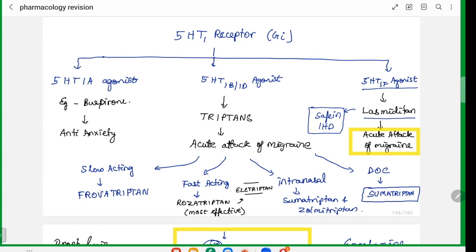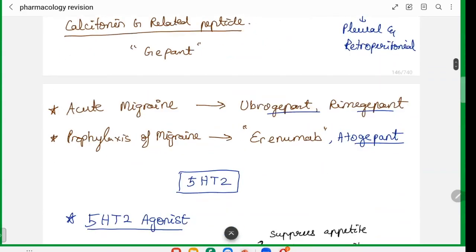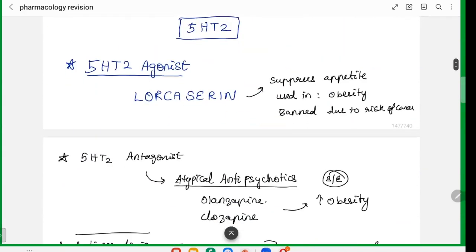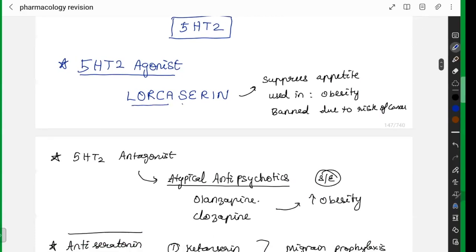That is the triptans. Triptans are used in the acute attack of migraine. The drug of choice in acute attack of migraine is sumatriptan, followed by zolmitriptan, rizatriptan and frovatriptan. Then you have the 1F agonist, which is lasmiditan. Then you have 5-HT2. The 5-HT2 agonist is called lorcaserin. What is this lorcaserin? Remember, SER stands for serotonin.